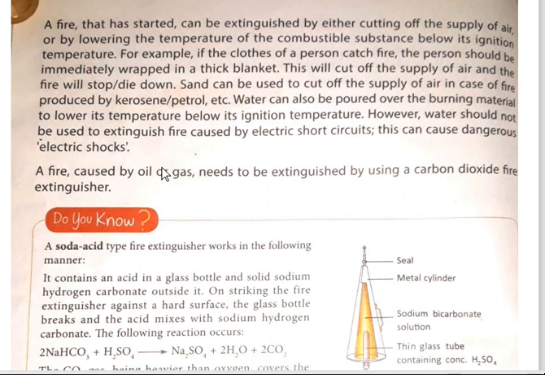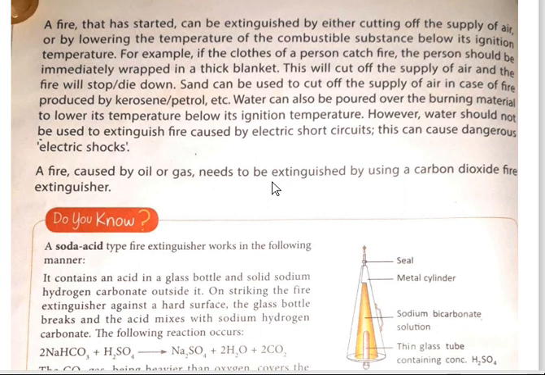But mind it, in the case of electrical fire, meaning fire caused by an electric short circuit, it cannot be stopped by putting water on it because water is a good conductor of electricity, and it may harm us.